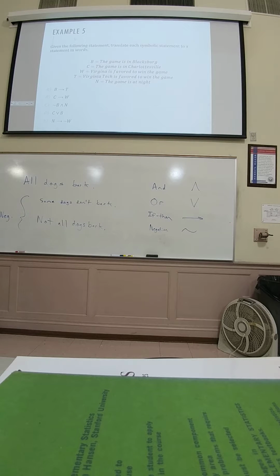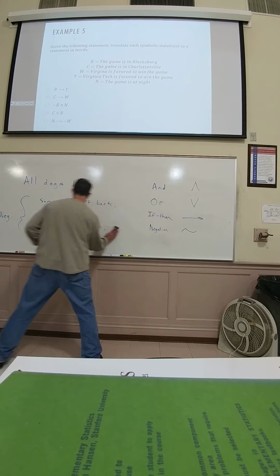So here's the example I'm going to do, and I'm just going to do a few of these. B represents the game is in Blacksburg. C represents the game is in Charlottesville. W is Virginia is favored to win the game. T is Virginia Tech is favored to win the game. And I guess W is like UVA, Virginia is favored to win, if you're wondering. And then N is the game is that night.